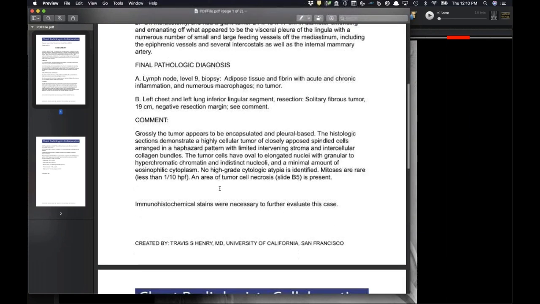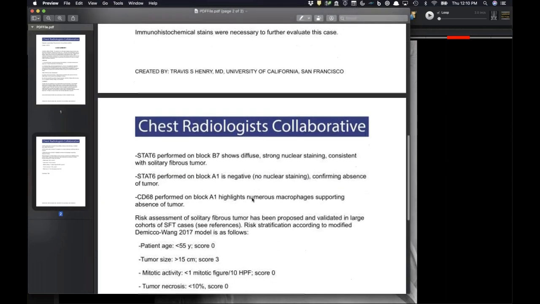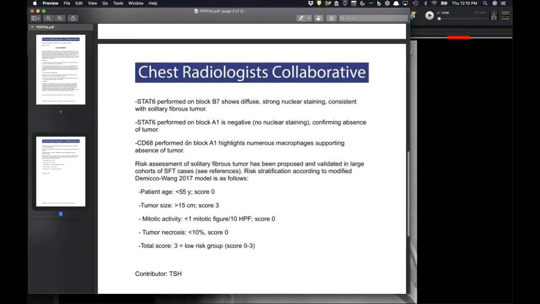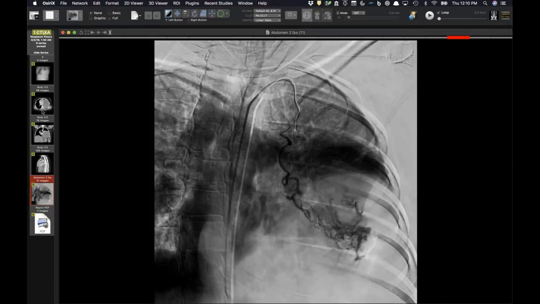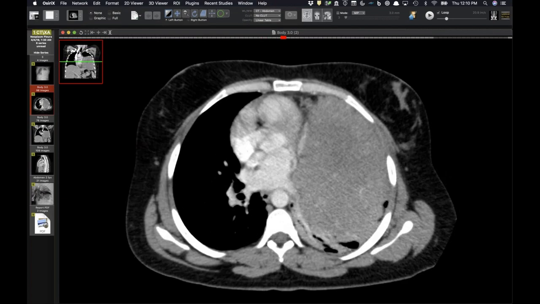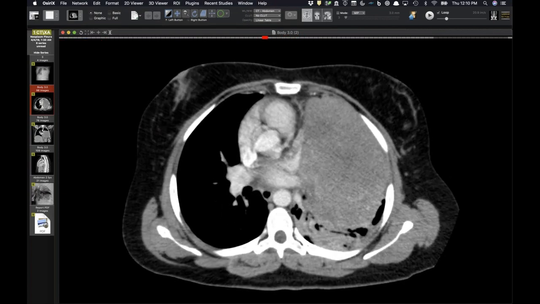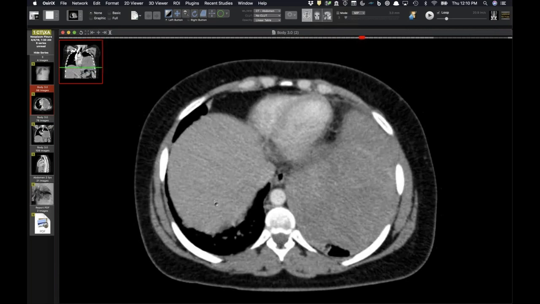Using the scoring that they talk about, mitoses, no high grade cytologic atypia, it's consistent with solitary fibrous tumor. I think the thing that supports that is it's relatively homogeneous and it's also very large. This must be a slow growing thing for the patient to accommodate it so well. The first thing I thought of when I saw this big, pretty homogeneous blob is a solitary fibrous tumor. It seems to have a higher origin though, right?